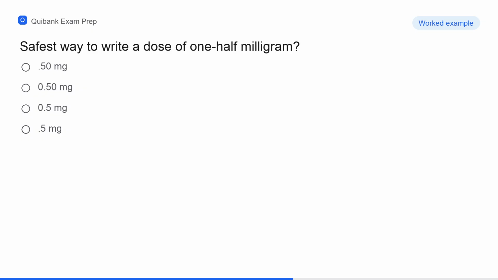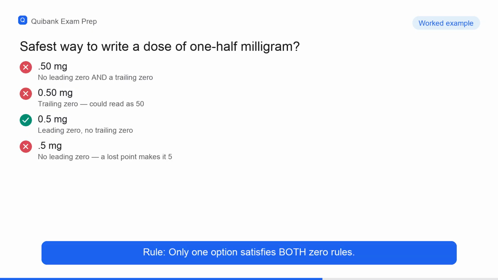Let us work one. Which is the safest way to write a dose of 1/2 milligram: .50 milligrams, 0.50 milligrams, .5 milligrams, or 0.5 milligrams? 0.5. Both options starting with a bare decimal point fail the leading 0 rule. And 0.50 fails the trailing 0 rule because that final 0 can turn into a tenfold error. Only one option satisfies both.